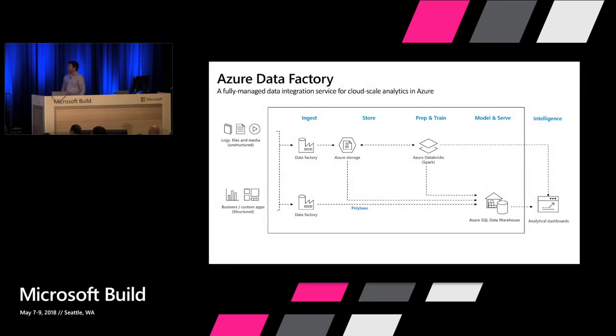If you look at the big picture, a general ETL pipeline starts with data ingestion. So you have your data in your custom apps, business apps, IoT sensors, and different places. You want to ingest that data, and then you want to store it in blob storage, and then do some transformation through Azure Databricks, and then finally put the transformed data into things like SQL Data Warehouse for analytics and visualization.